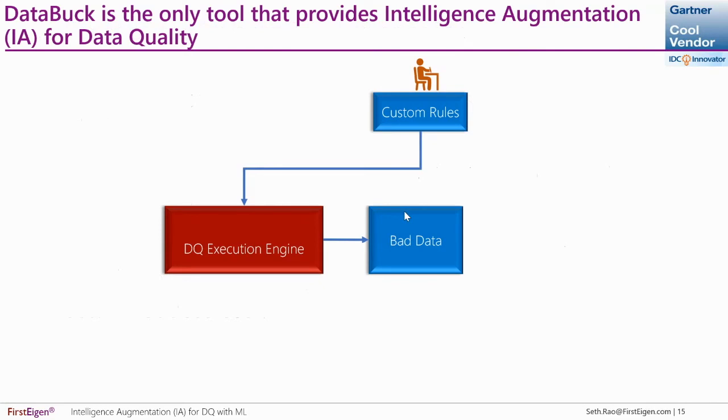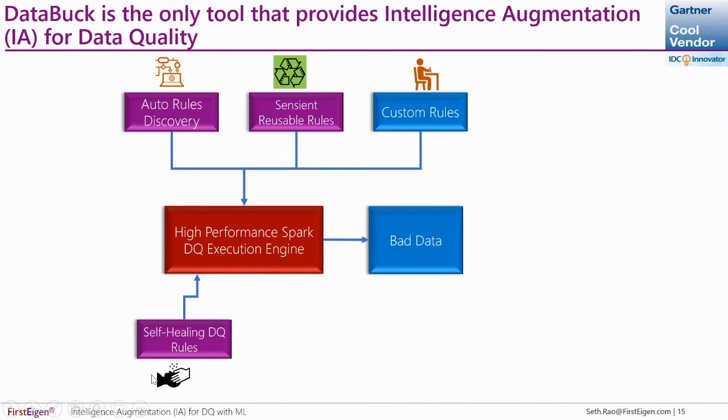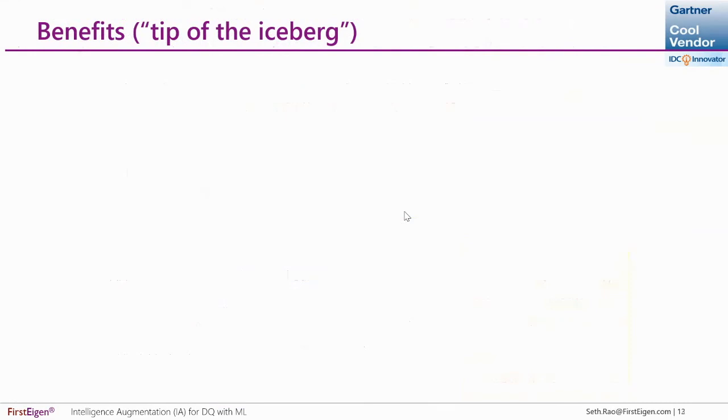Standard data quality tools come with these three modules. The data execution engine in DataBuck is enhanced by high-performance Spark execution engine, which enables auto-discovery of data quality rules, provides reusable rules, self-healing data quality rules, and auto-update of trend check thresholds. The root cause analysis modules enables to pinpoint the bad data very easily.